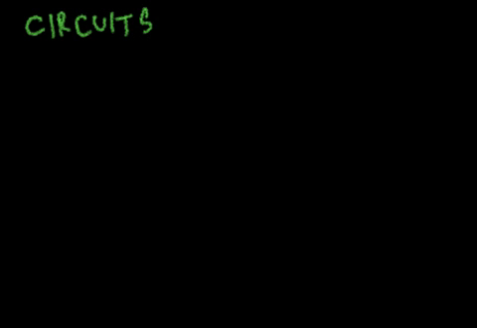Circuits are made up of three things. Whenever we are talking about circuits, we are actually talking about three things. First, there has to be a power source. So there has to be a power supply. This is referred to as the voltage.